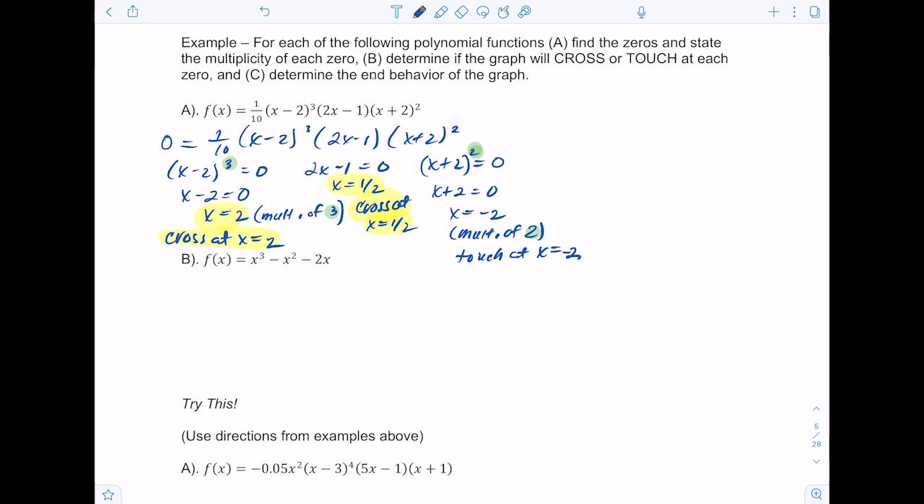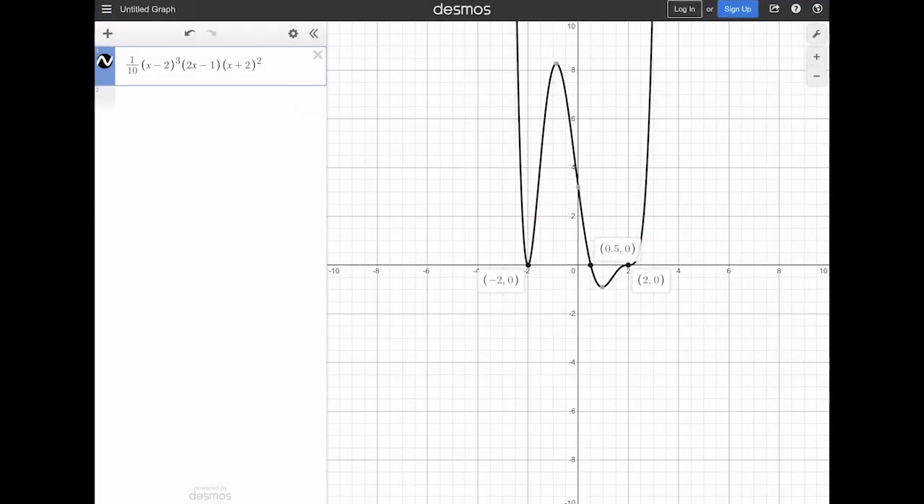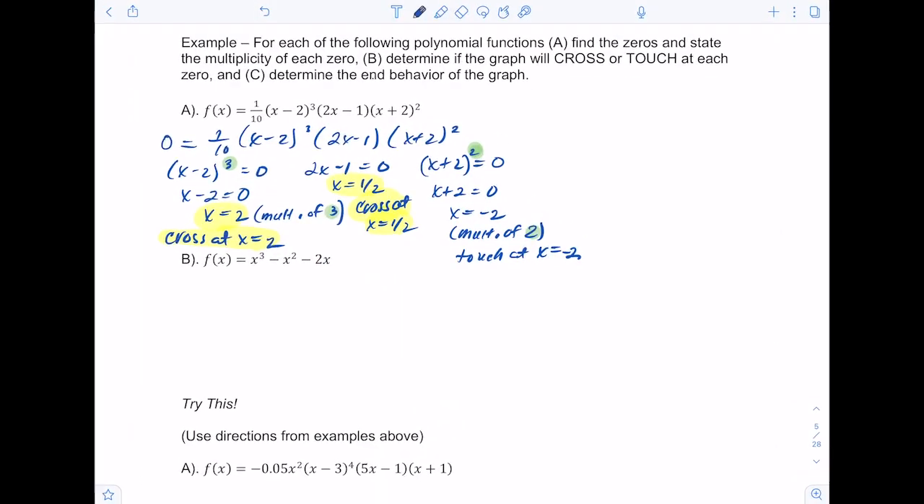So you're going to see here, if I pull up the graph, you can see here how it's crossing at 1/2 and at 2, because those both had an odd multiplicity, and it's touching the x-axis at x equals -2. So it's kind of hitting the -2, and then it's bouncing off. And this is going to be useful when you're graphing polynomial functions, okay, in addition to finding the end behavior. So that's the next thing I need to do. So I found the answer. My zeros were 2, 1/2, and -2.